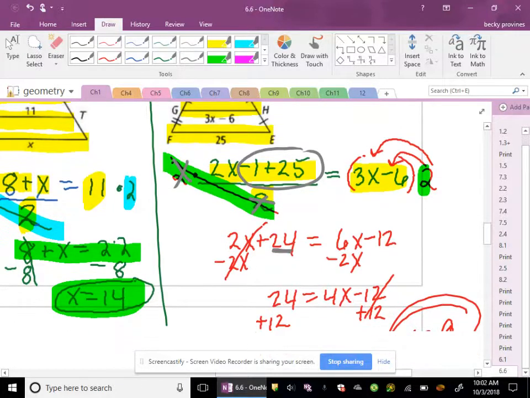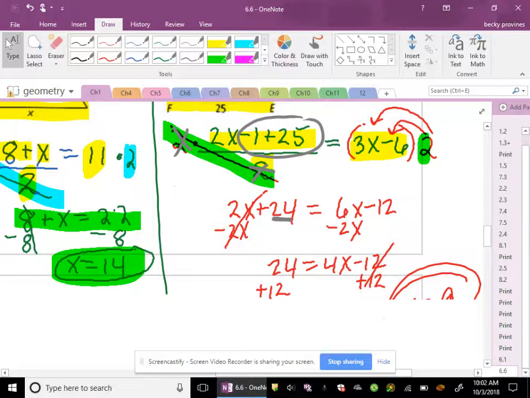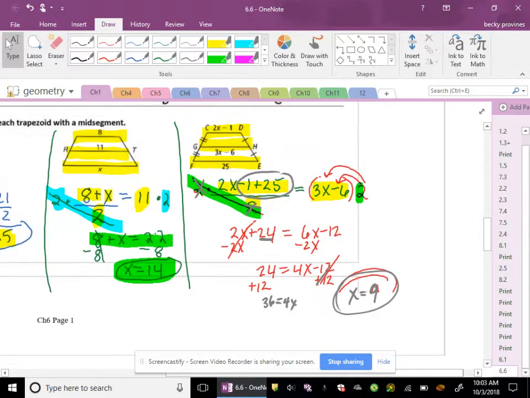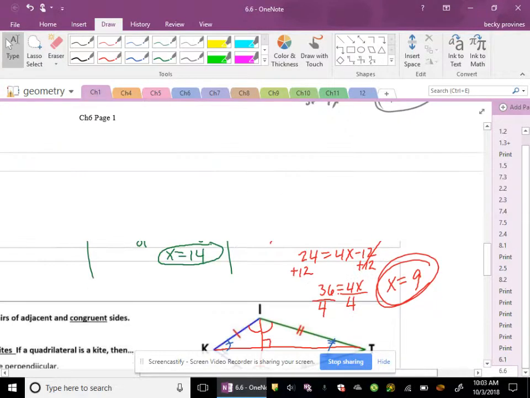Solve. Subtract 2x. And it looks like my answer got cut off, so I'm going to have to finish this again. So I moved the 12 over, so I got 36 equals 4x. So 36 divided by 4 is 9. So x equals 9. All right. There it is.